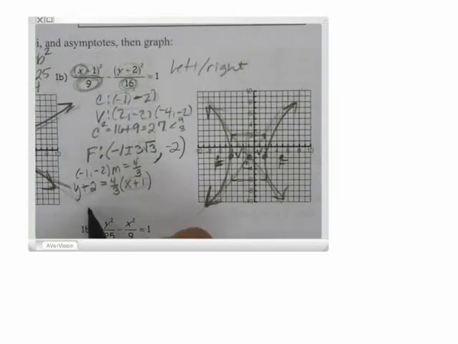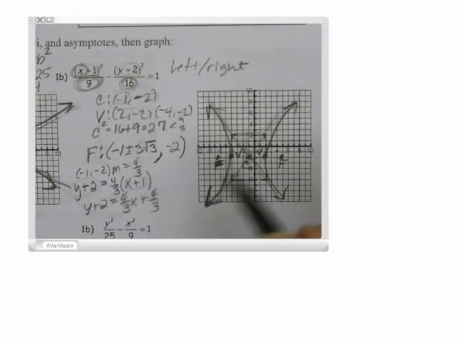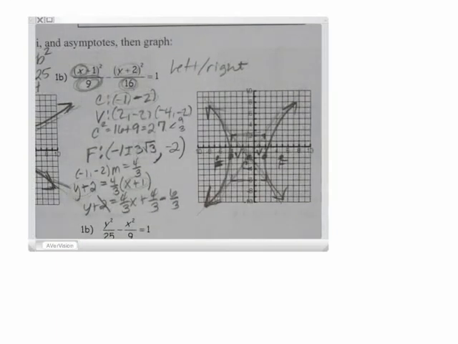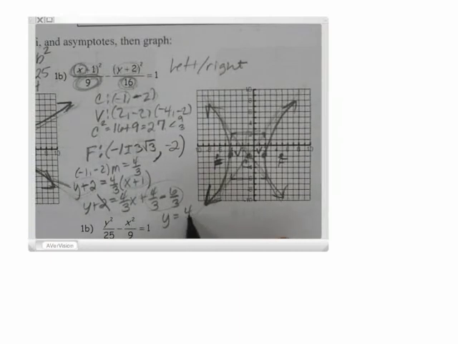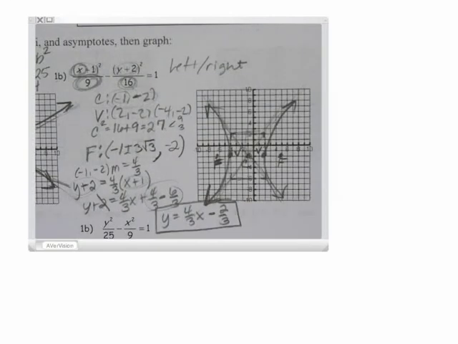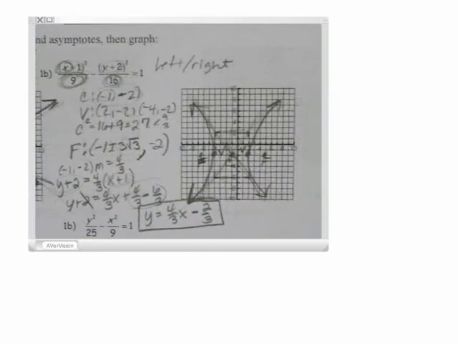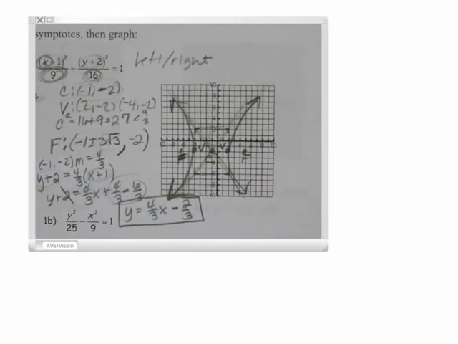So I distribute my 4/3, and then I've got to subtract 2, but I need a common denominator, so in my head I'm going to switch that to 6/3, which is 2, combine like terms, and I get 4/3 x minus 2/3. Now that's only one of my asymptotes. I have another one. It's going to work out similar, but yet it's going to be a little different.